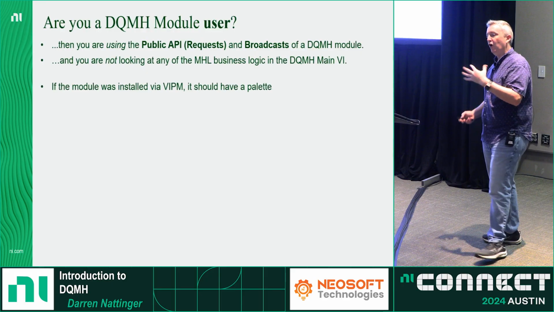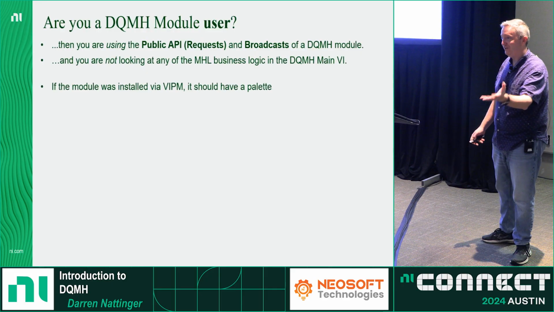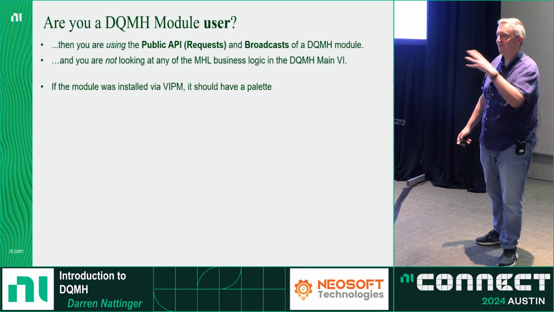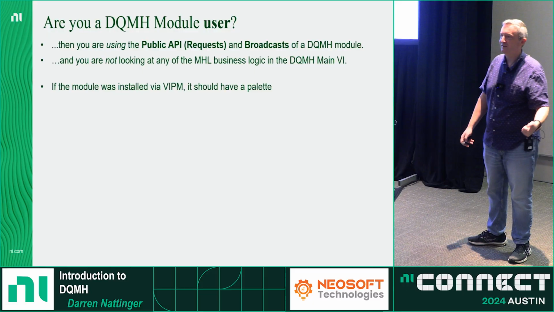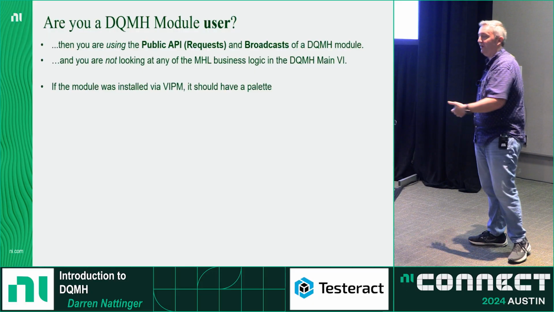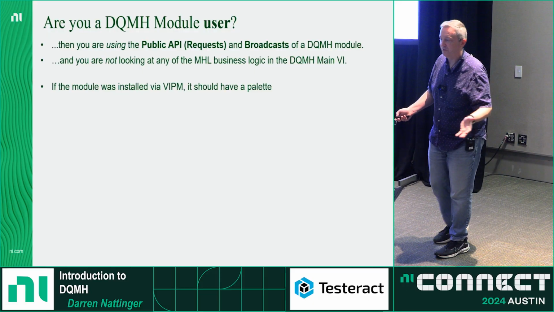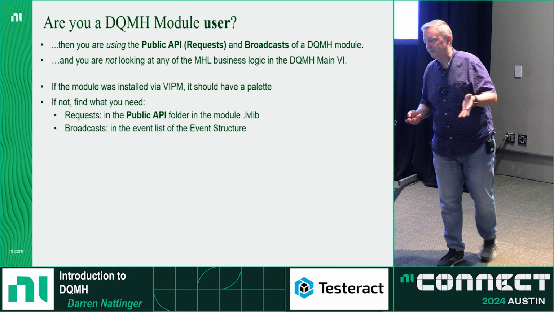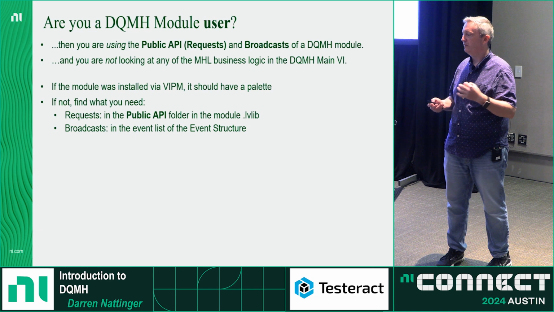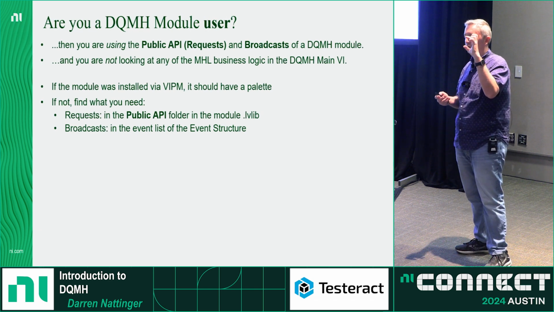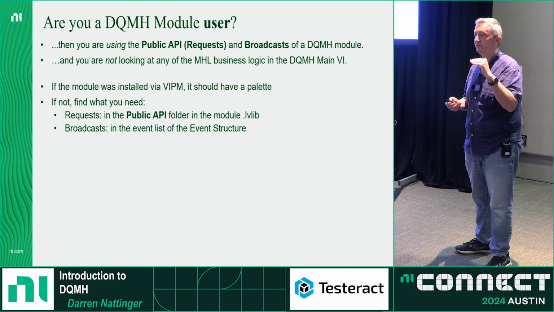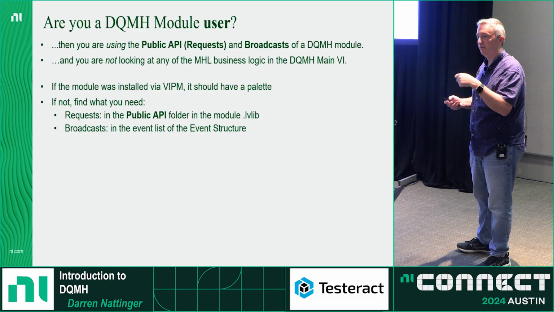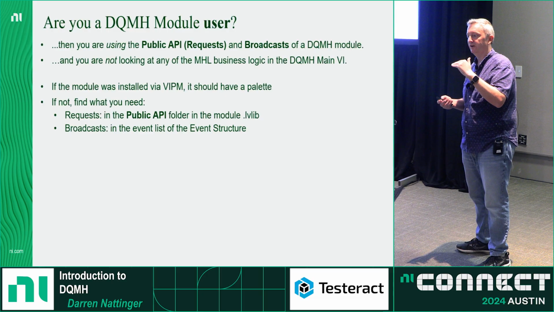And in those cases, hopefully I gave you a VIPM package that includes a palette of the public API of that module. Hopefully you don't have to go digging through my source code to find all the public API VIs of my module because I've given you a VIPM package that has a palette defined for the module. But if I didn't do that, you can still find reasonably easily what you need with the requests and broadcasts. The module LabVIEW library is always gonna have a folder called public API that's gonna list all the requests. And then if you create an event structure and wire the module's event reference to it, you're always gonna see the list of all the module's broadcasts.